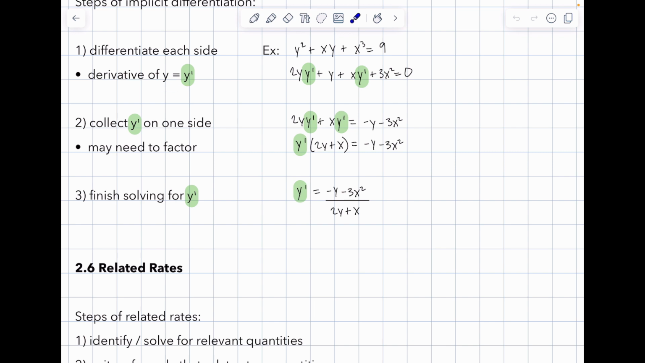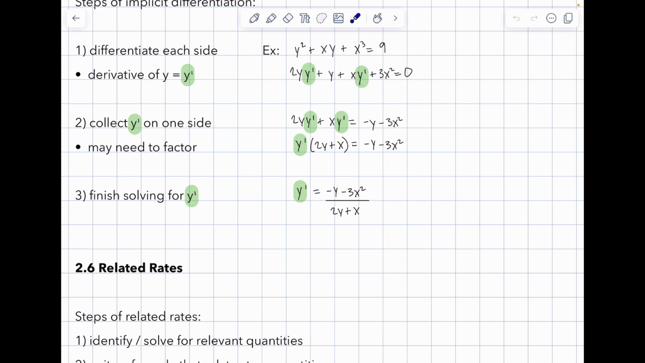So here we have y squared plus xy plus x cubed equals 9. When we differentiate this, we get 2y times y prime, because anytime we differentiate a variable y, we attach a y prime to it, plus xy. If you do product rule, you get y plus x times y prime. Again, we're taking the derivative of x here and leaving y alone, so we get y. And then here we're taking the derivative of y, which is y prime, and leaving x alone.